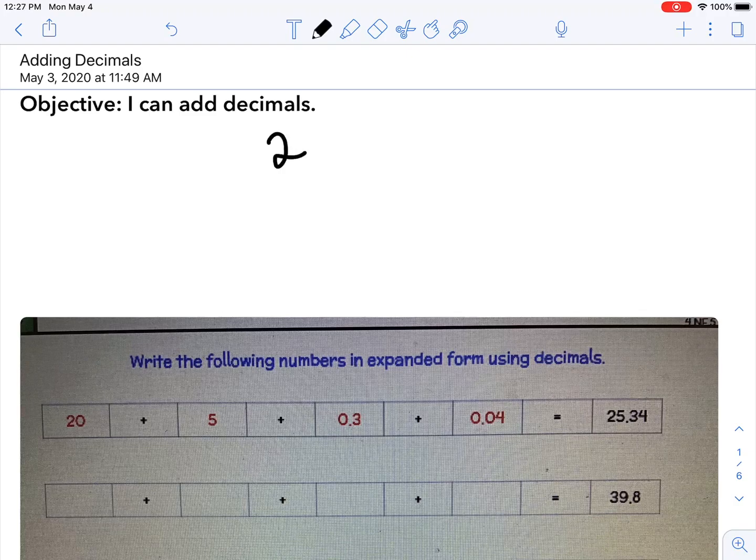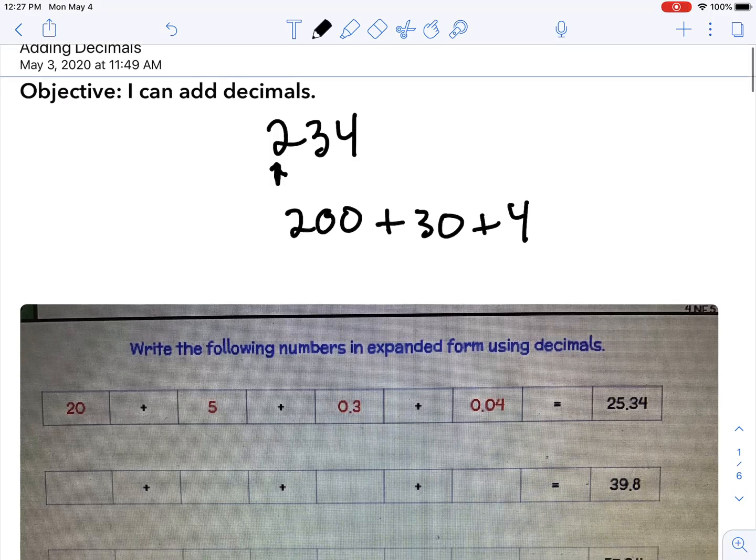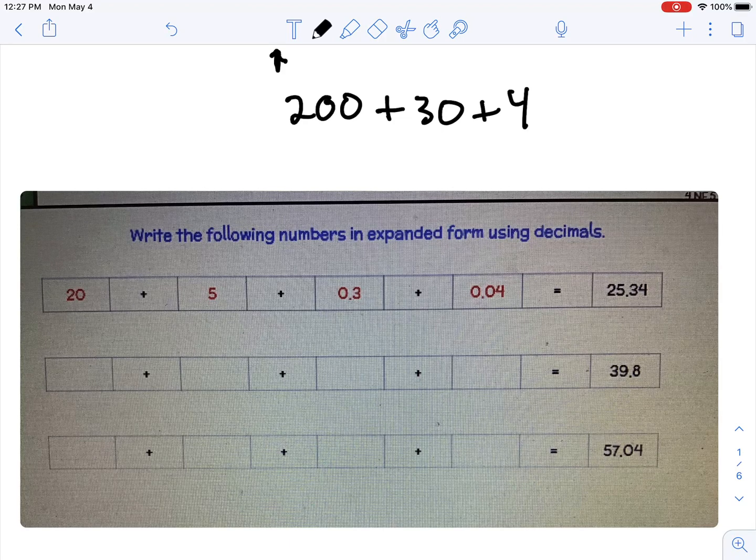Let's go back to earlier in the year, first of all, when we wrote whole numbers in expanded form, right? So if I had 234, how would I write 234 in expanded form? Do you remember? That's right. You would see how many you had in the hundreds place, so 200, plus 3 tens is 30, plus 4 ones. So that's how you'd write 234 in expanded form.